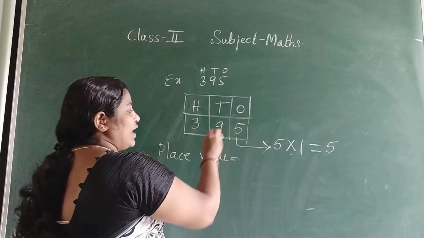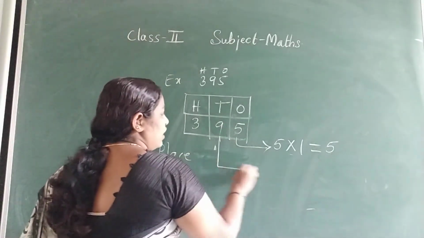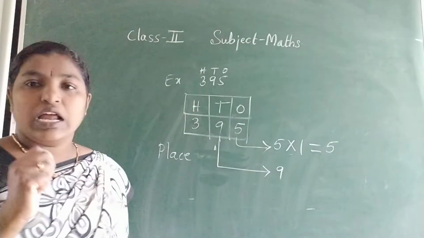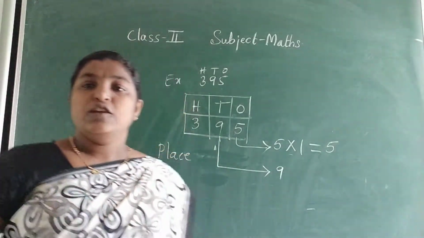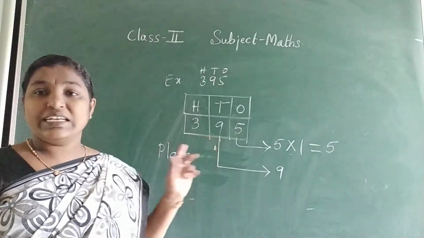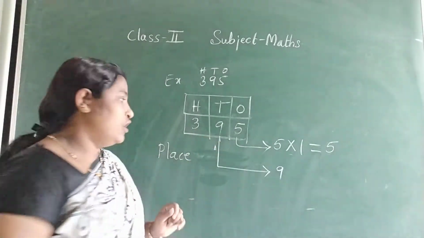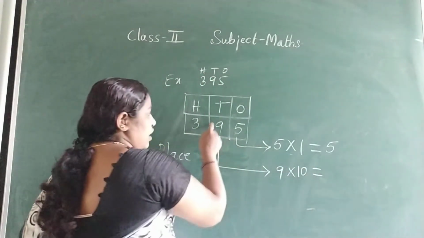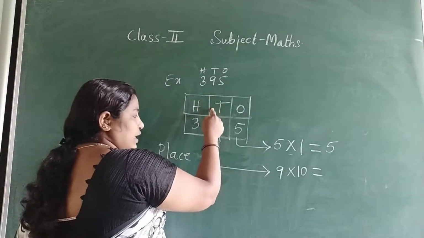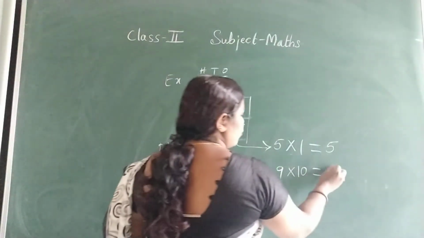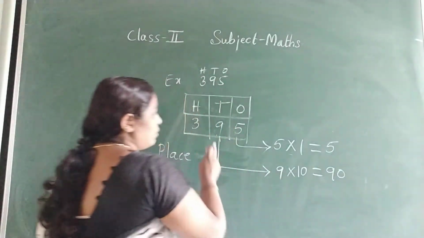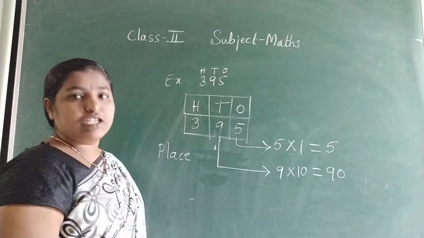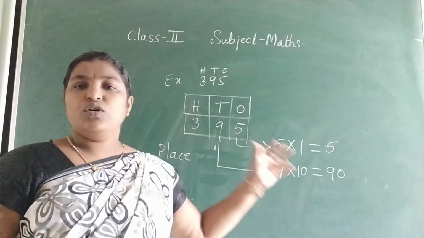Now, what is the place value of 9? The number is 9. In which place is it? 9 is in the tens place. What is the value of the tens place? Tens is nothing but 10. So 9 into 10, this number should be multiplied with its place. 9 into 10 is equal to 90. The place value of 9 is 90 because it is in the tens place.